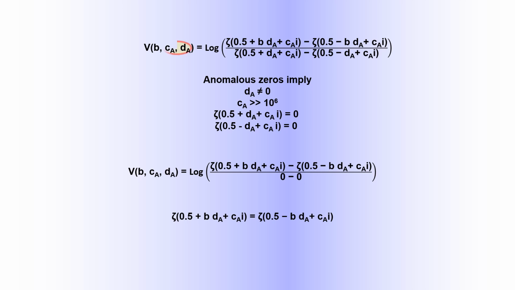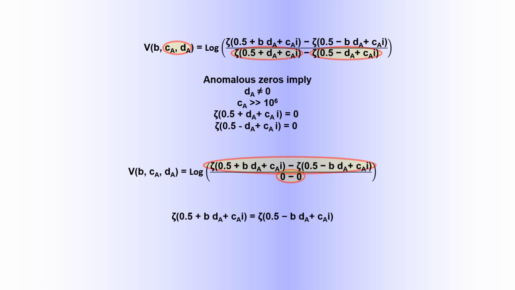For the sake of the argument, let's assume that there exists anomalous zeros of zeta function. Here are the implications. d sub a doesn't equal 0. c sub a is larger than 1 million. Zeta of a half plus d sub a plus c sub a i equals 0. Zeta of a half minus d sub a plus c sub a i equals 0. The denominator of v function is 0, and v function blows up, except if the numerator is also 0.